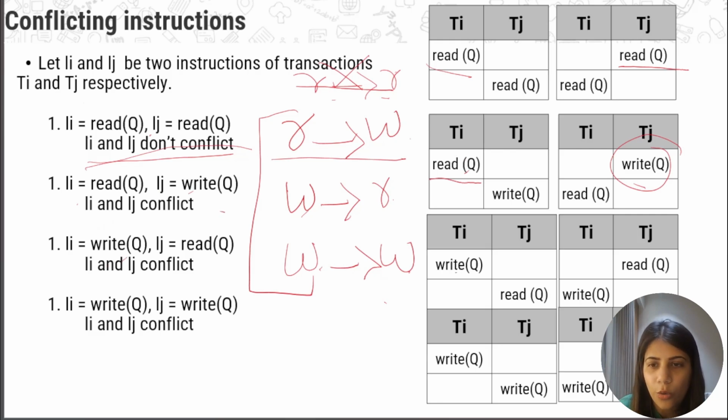Next one, write and read. Write and read is a pair, yes, so they conflict. Over here, write and write. So both again conflict because write and write is also a conflict pair.